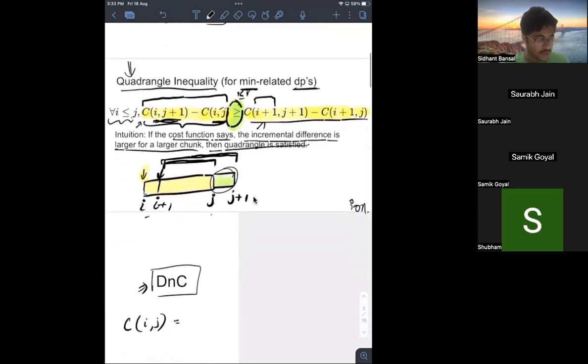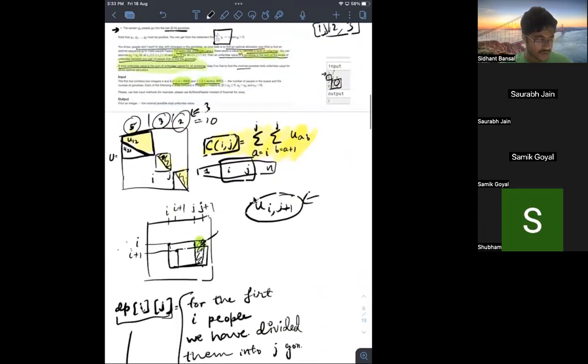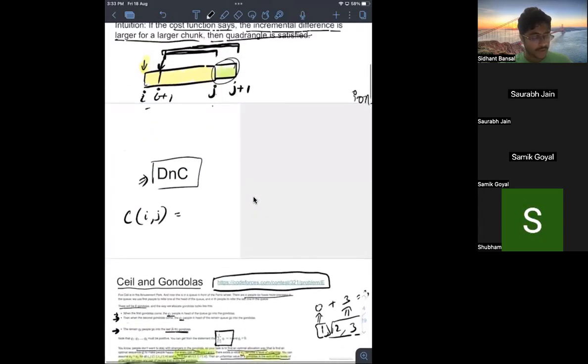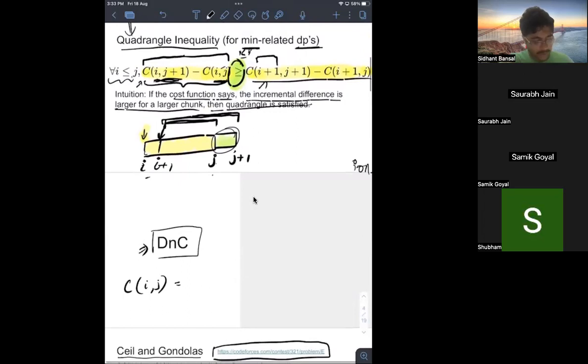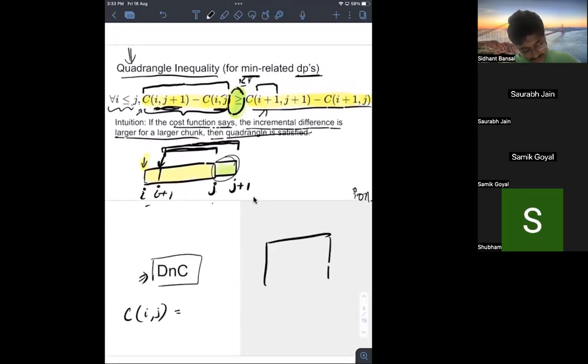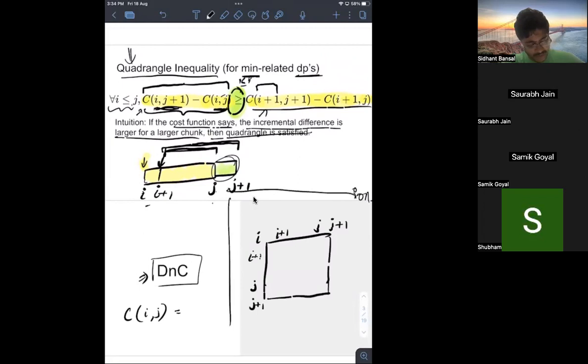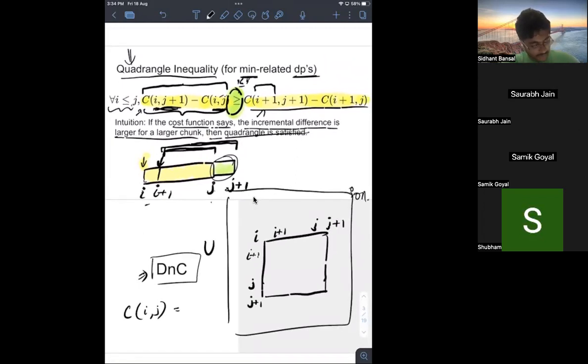So in this particular question, you can prove that the cost function that we had actually satisfies the quadrangle inequality. An intuitive way to visualize it is that your cost function is the submatrix from i to j. So on your x-axis, you have i, j plus 1, j, i plus 1. On your y-axis also, you have i plus 1, j plus 1, j. This is with respect to a bigger matrix, this U matrix that you have, and these are the 4 indices that you care about.